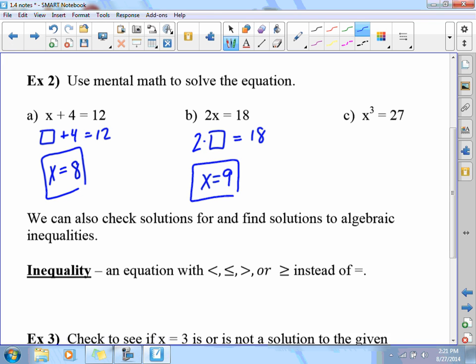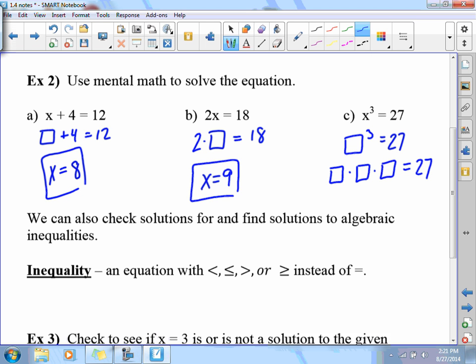Now part C, this is meant to be a little challenging. This is going to make you think. Okay, this is something to the third power equals 27. Now remember when we were dealing with exponents, that meant that we had something times itself 3 times. When you have something cubed, it means you have something times something times something. That has to equal 27.